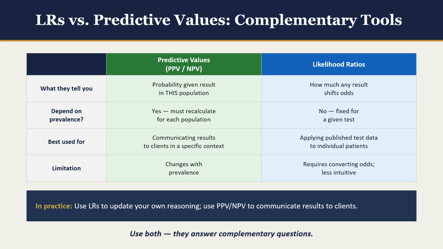This makes them ideal for taking published test performance data and applying it to an individual patient whose pretest probability you've estimated from signalment, history, and exam. In practice, experienced clinicians and epidemiologists use likelihood ratios for their own reasoning, updating from pre-test to post-test probability, and then translate the result into plain language predictive terms when talking to clients. Both skills are tested on the ACVPM exam, and both are genuinely useful in practice.